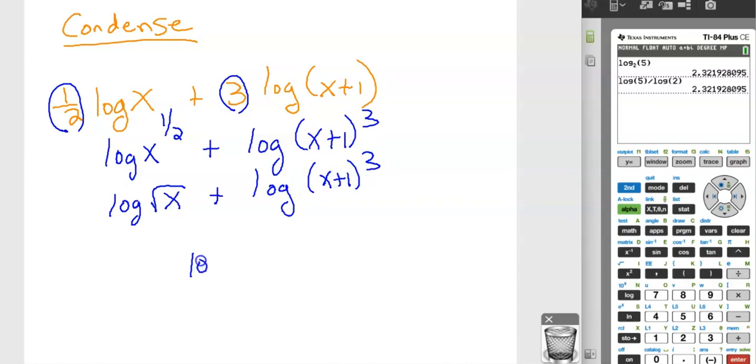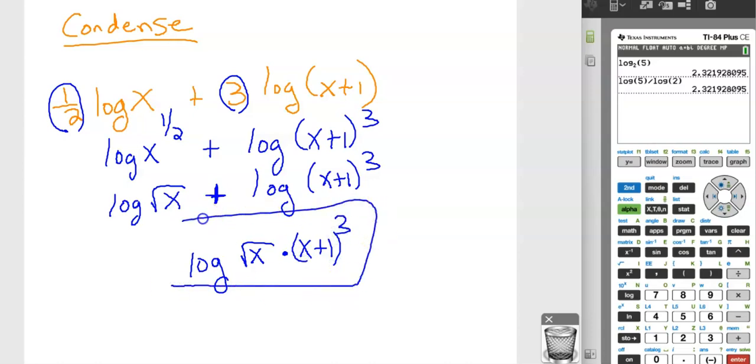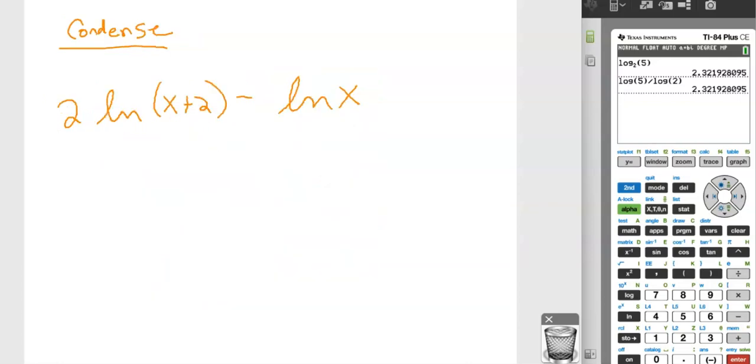And then I'm going to condense it. Remember, condense means I want one log, just one log, the word log written once. And then, again, a plus sign of these just basically means I'm going to multiply the square root of x times x plus 1 cubed. Okay, so this is a condensed version of the original problem.